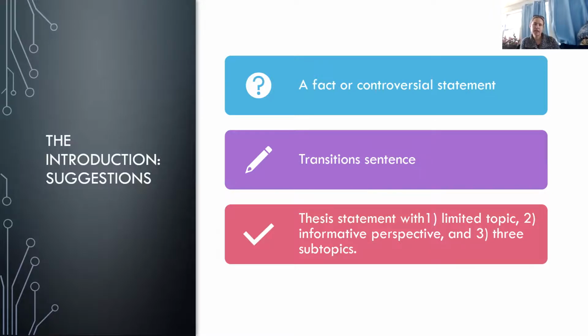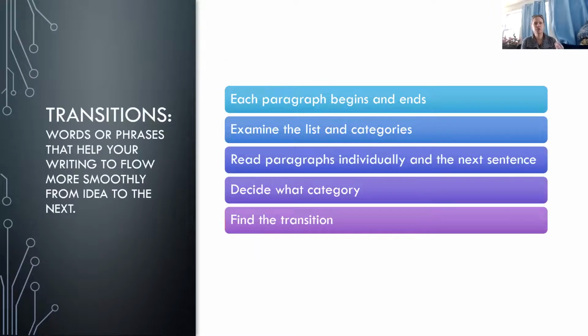Next, we're going to take a look at transitions. So these are the words, the phrases that help your writing to flow more smoothly. They take you from one idea to the next. Each paragraph should really begin and end with some form of transition. Sometimes it's a word, sometimes it's a phrase, sometimes it's a full sentence. I can't tell you which because this isn't my paper, it's yours.